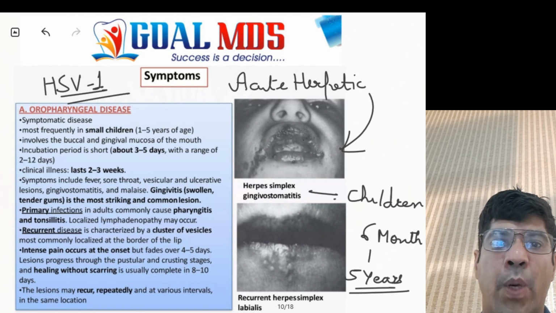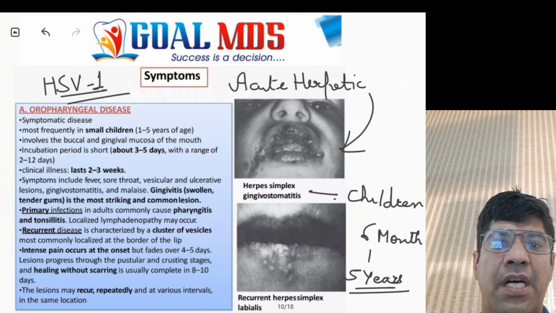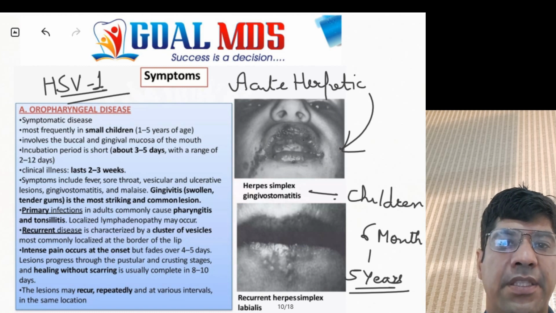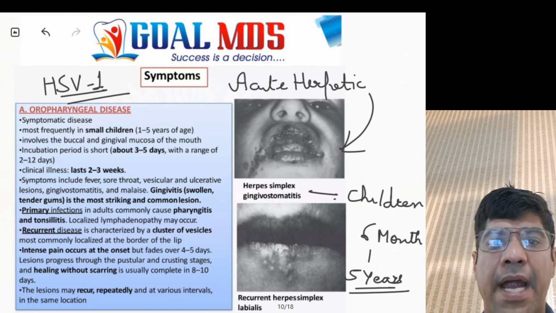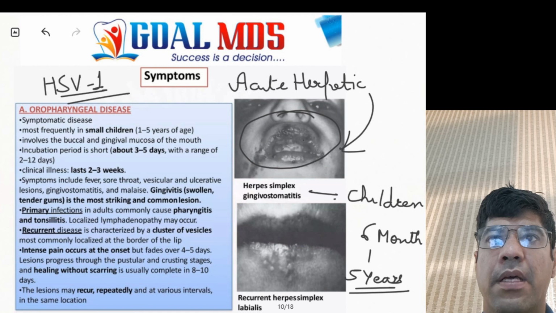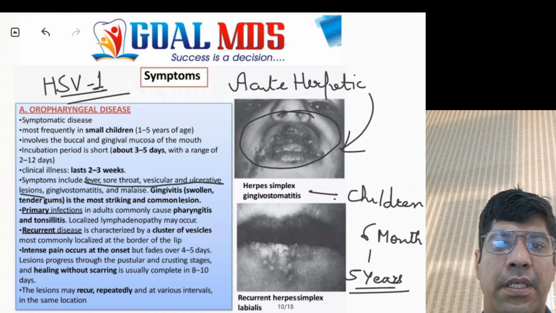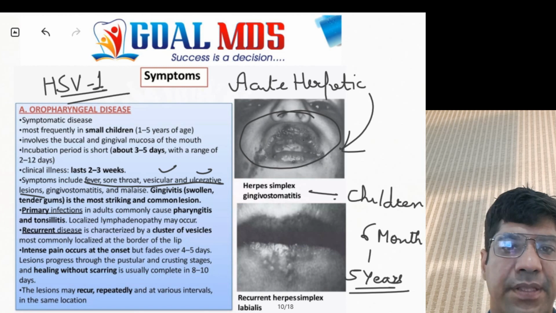So what are the symptoms? The infection usually starts with symptoms like fever, chills, sore mouth, and swollen lymph nodes. There are vesicular and ulcerative lesions, gingivostomatitis, and malaise. So these are the most important features.